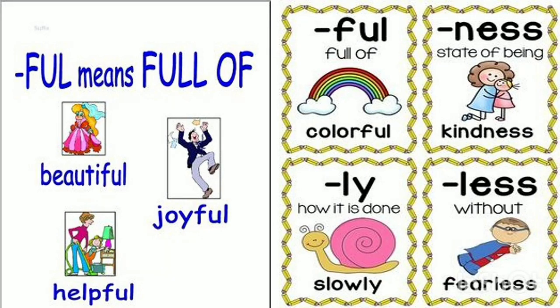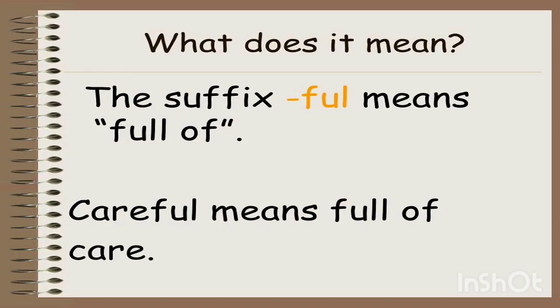of color. When the suffix ness is added to a root word like kind, we get a new word kindness, which shows you the state of being. When the suffix ly is added to the word slow, we get the word slowly, which shows you how an action is being done. When the suffix less is added to the word fear, we get the word fearless, which means without fear. And when ful is added to the word care, it means full of care. We get the new word careful.